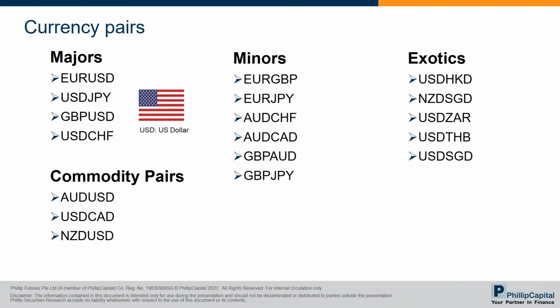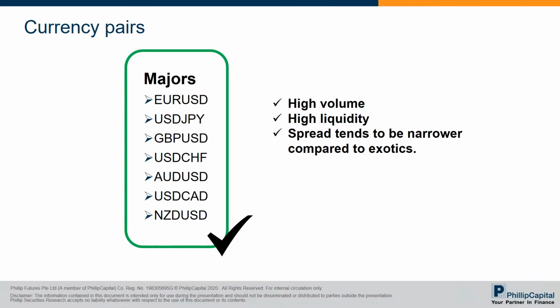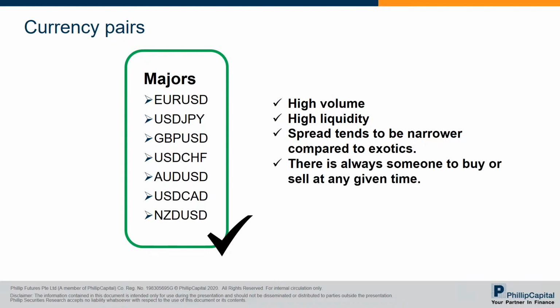All right. So for someone who is starting, what currency pair should you be looking at? In our view, it should be the major pairs, for a few good reasons. First of all is because of the volume. So you can always look to buy and sell at a very good price. And the spread tends to be narrower compared to the exotics. Basically, the higher the liquidity and the volume, the lower the spread will be. So what is spread? We will talk about it later.